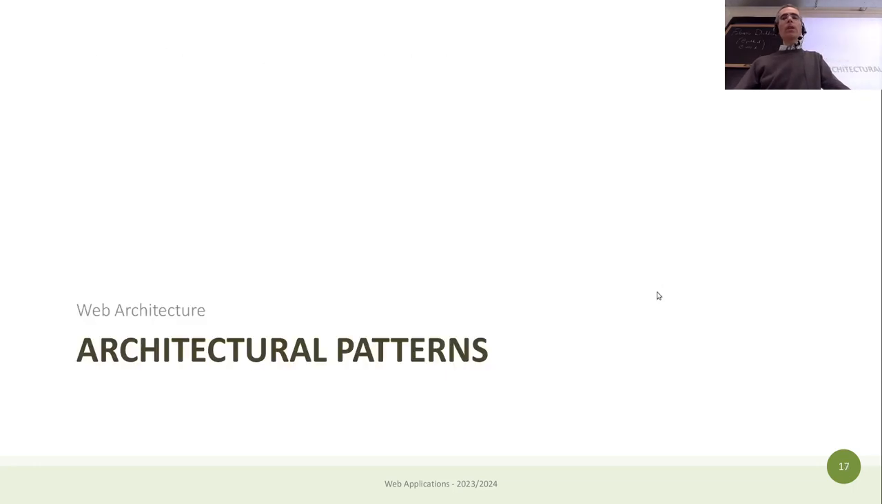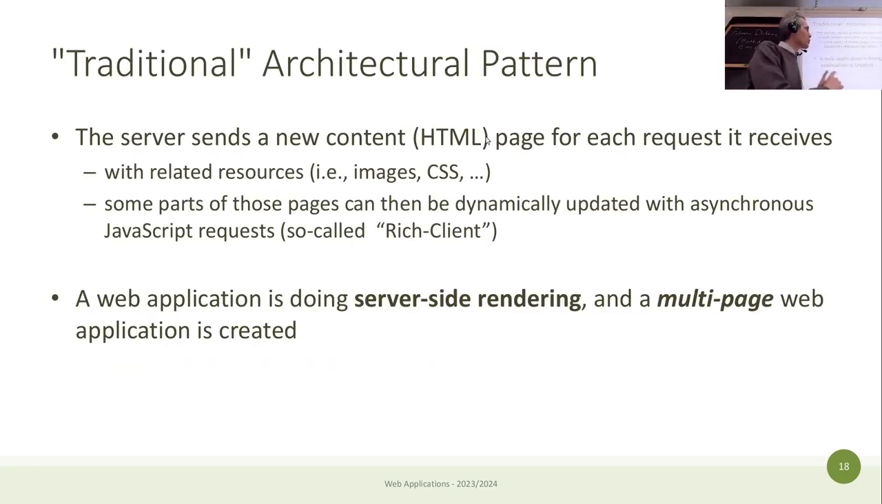So, before going on and discussing the rest, I would like to explain to you which is the architectural pattern that we are going to use and learn in this course, okay? This architecture has evolved over time. And the traditional architectural pattern was that for each request, the server did computation and created a new page. A page means a new aspect of what you are going to show in the browser window. Okay? So everything was computed on the server side.